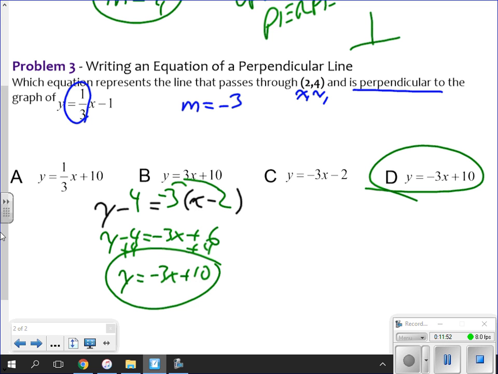The keys to parallel and perpendicular lines are the slopes. Parallel lines have the same slope, perpendicular lines have opposite reciprocals.